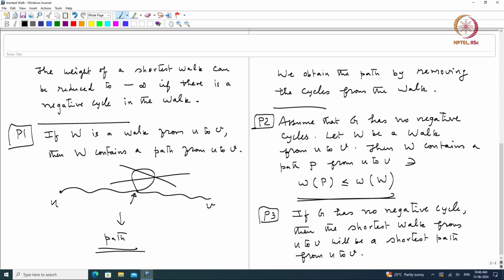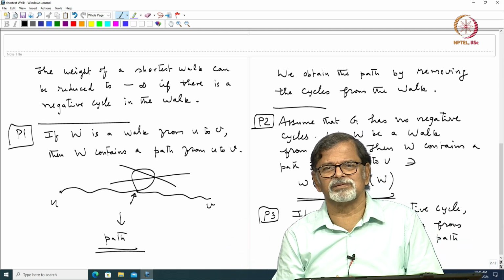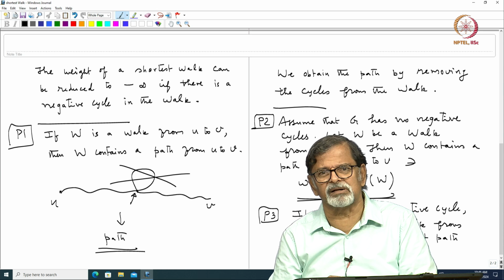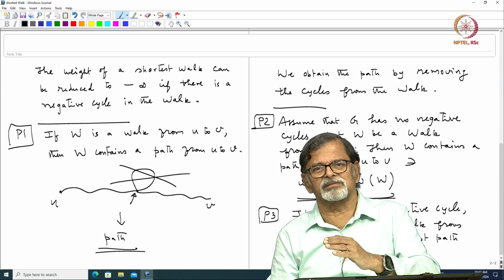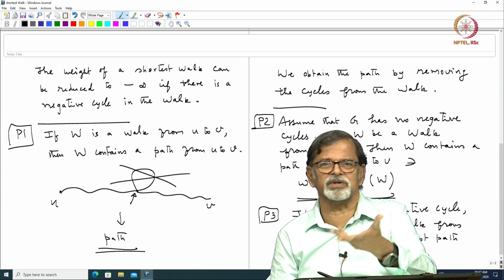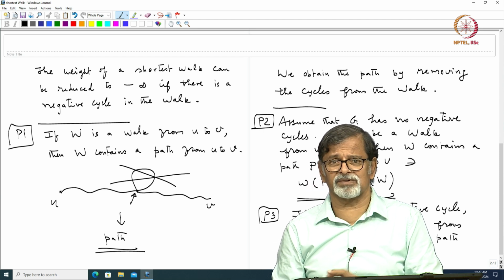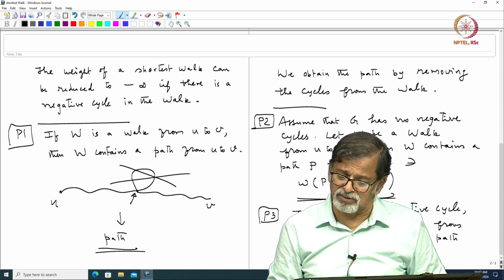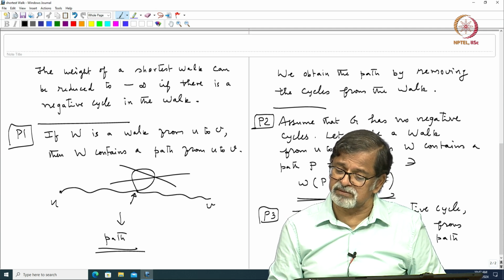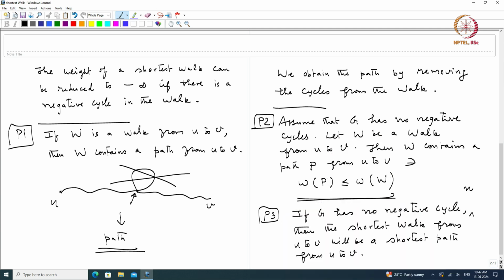If G has no negative cycles, we will also assume that G has no zero cycle, because the edges of zero cycles can be removed without changing the weight. By removing all the edges of a zero cycle, the weight is reduced by 0, which means the weight is not altered. So, we can assume no zero cycle also. If G has no negative cycle and no zero cycle, then the shortest path will indeed be a shortest walk.